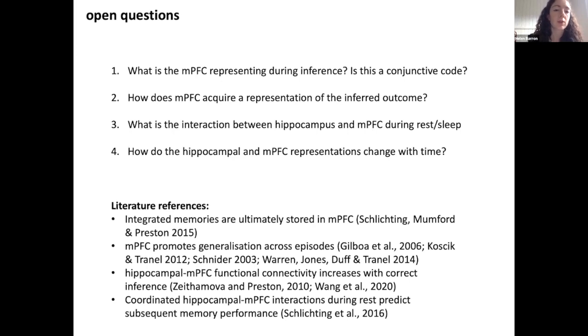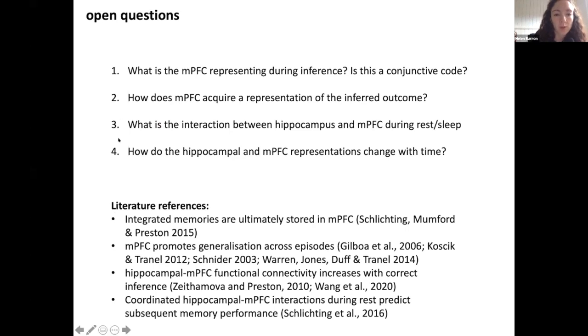How does the medial prefrontal cortex acquire a representation of the inferred outcome? Because in my task and many others, the precondition cue has not been directly paired with an outcome, so there's no known mechanism by which medial prefrontal cortex can acquire a representation of that outcome.